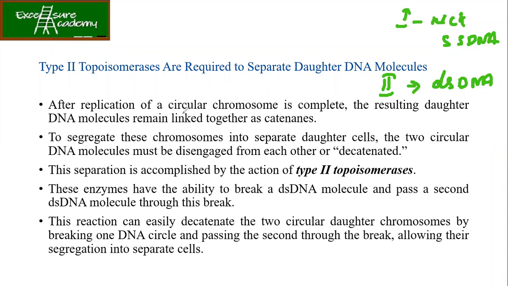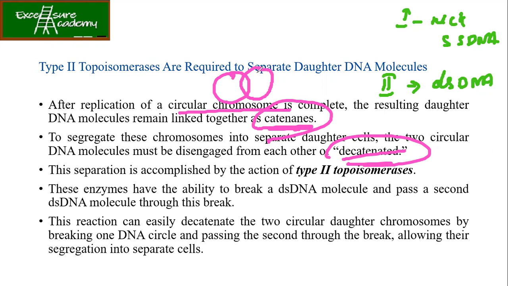So after the replication of a circular chromosome is complete, the resulting daughter DNA molecules remain linked together as catenanes. Okay. So to segregate these chromosomes into separate daughter cells, the two circular DNA molecules must be disengaged or decatenated. So these words are very important to understand. Catenate means your circular chromosomes will remain linked like this, okay? And decatenate means separating these two.